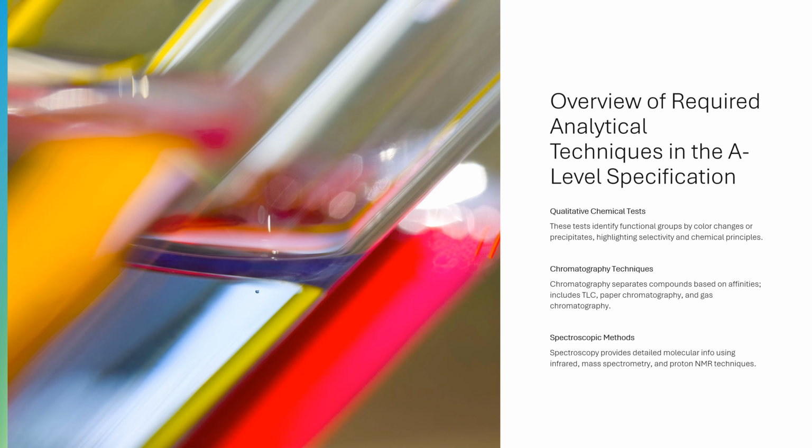Qualitative chemical tests include tests for unsaturation using bromine water, identification of aldehydes using Tollens' reagent, and the use of Fehling's solution to distinguish aldehydes from ketones. Chromatography, including thin layer chromatography, TLC, paper chromatography, and gas chromatography, GC, is another required area. Spectroscopic techniques form the most data-rich part of organic analysis. Infrared spectroscopy is used to identify functional groups, while mass spectrometry provides molecular mass and fragmentation information.